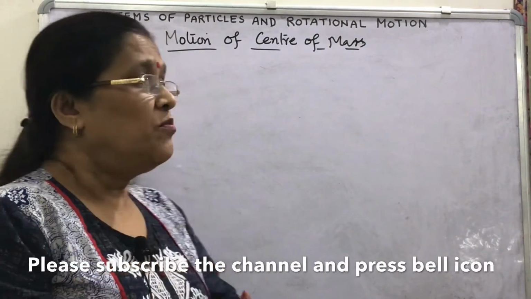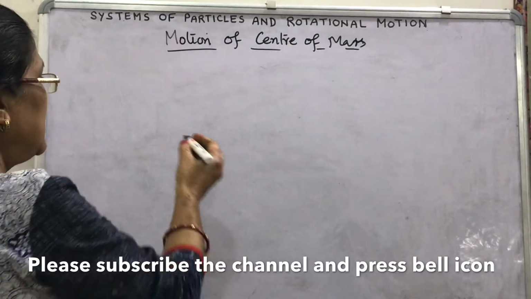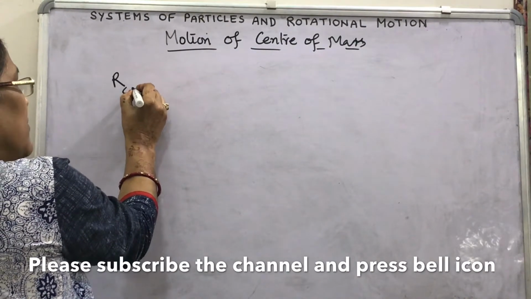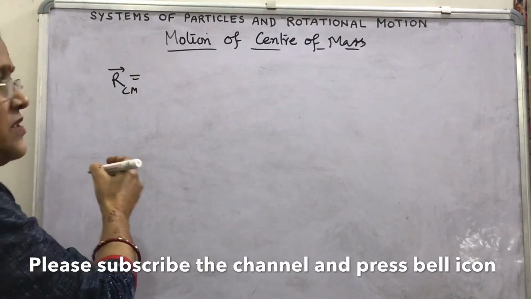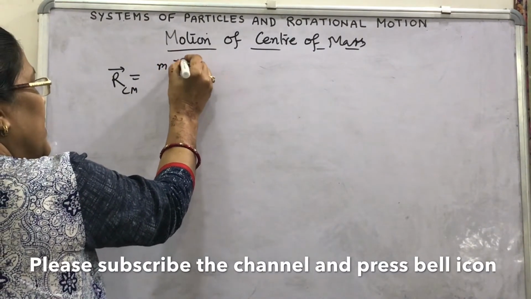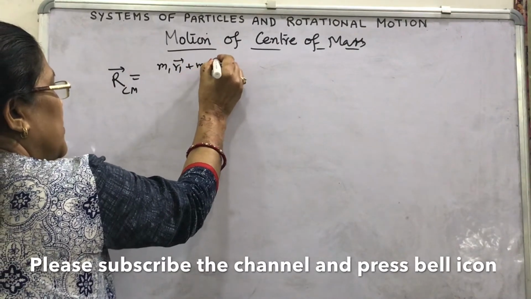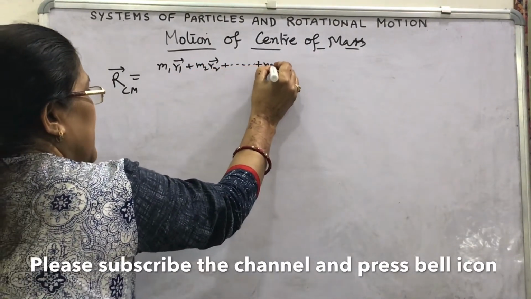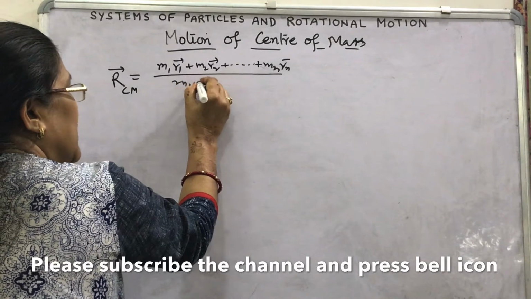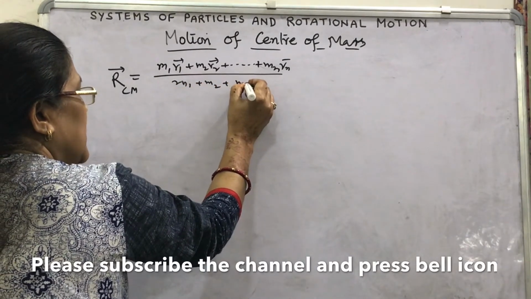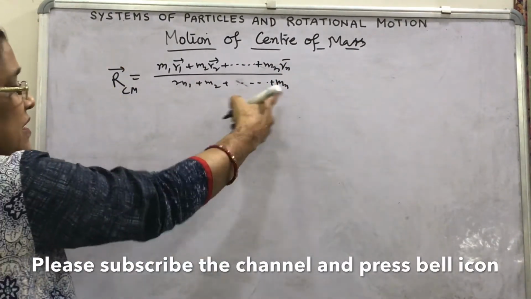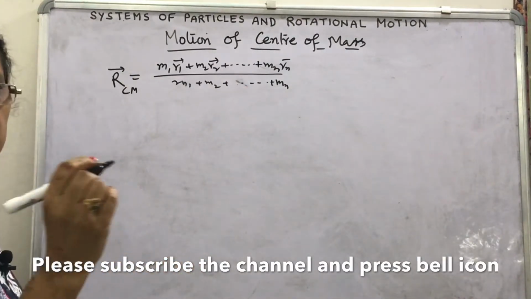So we know this relation: the position vector of the center of mass, which I will write as CM or COM, is given by m1 r1 plus m2 r2 and so on for an n-particle system, upon m1 plus m2 plus ... mn. We have read this earlier. All the n particles added in the denominator give the total mass.